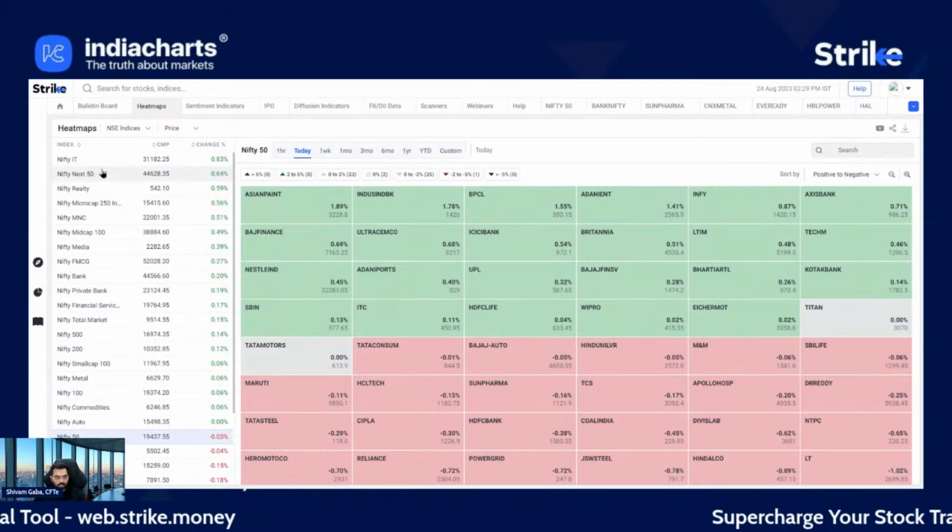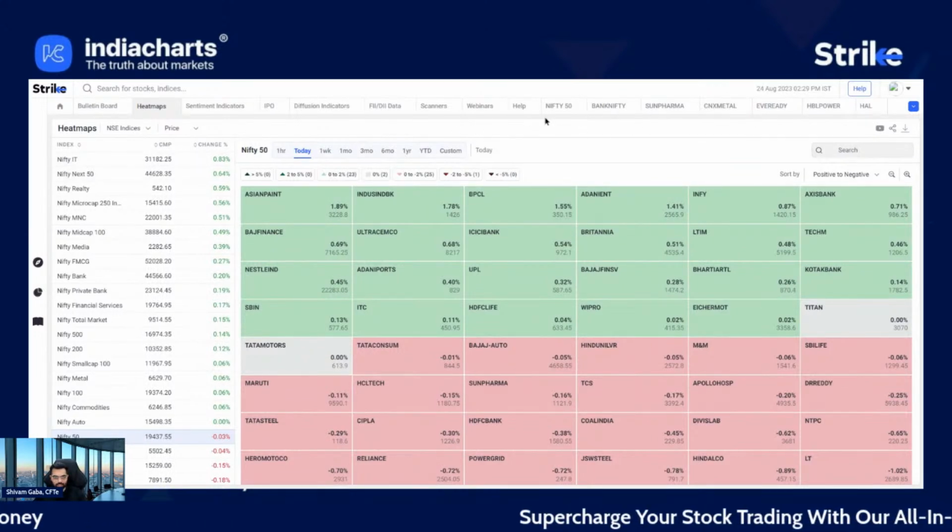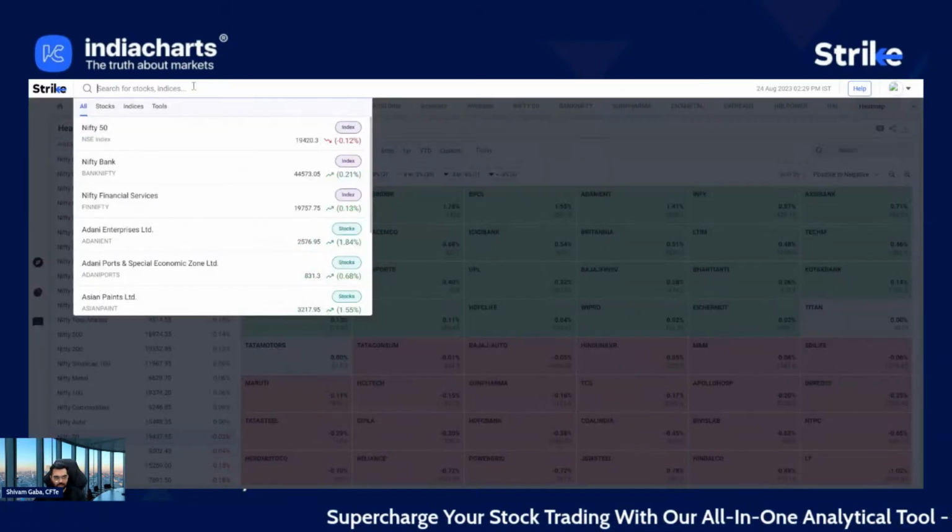Yeah, so I was talking about the IT index. So let's have a look at the chart of the IT index as well.